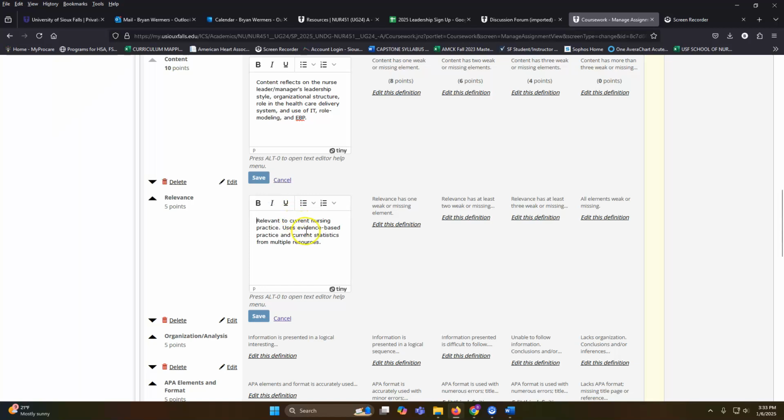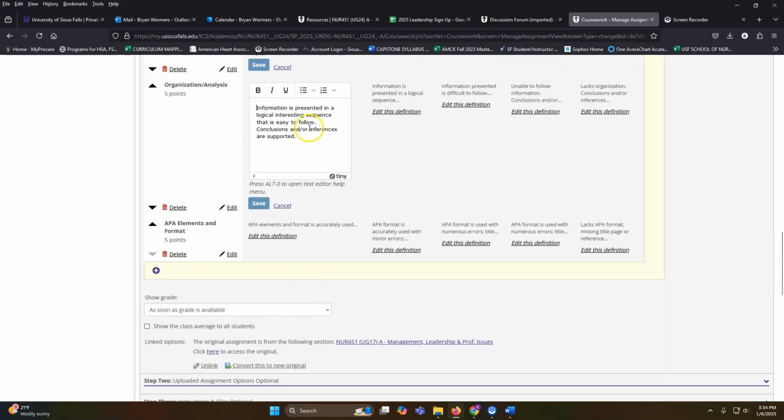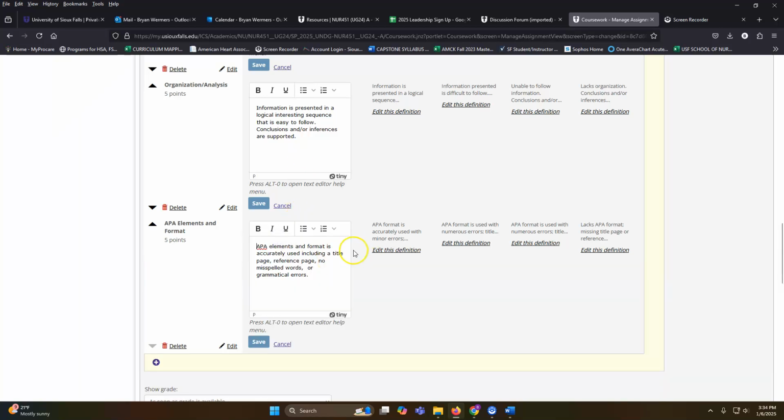Within the relevance, is this relevant to nursing? Did you, as a student who's writing this, find evidence-based practice to support or to refute what your leader said? Are you using current statistics? And are you having multiple resources with this? So this is you, not necessarily what your preceptor did, but this is how you are writing the paper. Then you're looking at the information. Is it presented in a logical, interesting sequence, easy to follow, and well supported? And last thing is that your APA elements and format are accurately used.